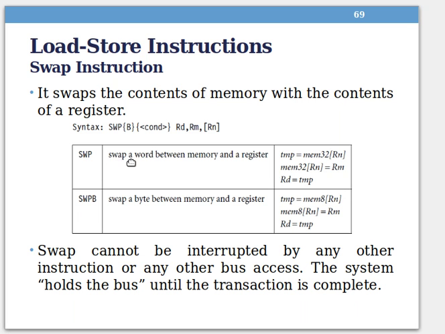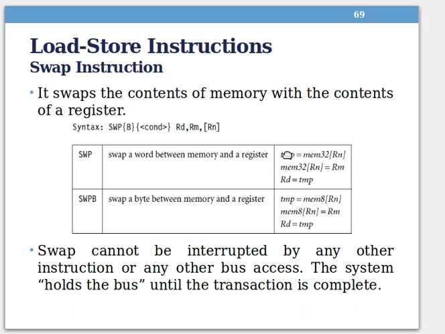Let's again go into detail here. SWP stands for swapping a word between a memory and a register. Nothing but whatever is there in the register will be transferred to the memory. That is the meaning of that. It's only swapping a word here, and in this case it is byte. If you see, it's explained in detail here. Memory 32 Rn, which means this is an address. Rn will be having an address. From that address, 32 bits or 4 bytes will be taken, and it will be assigned to a temporary location.